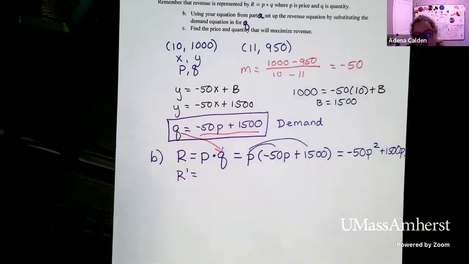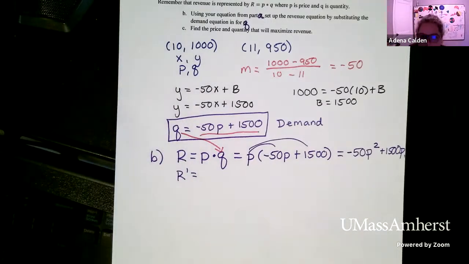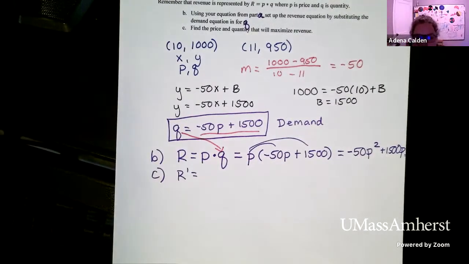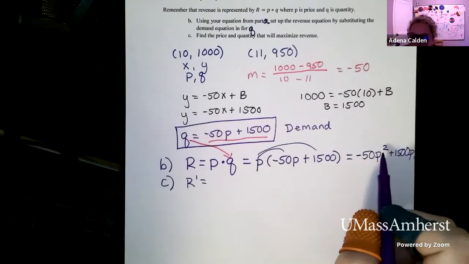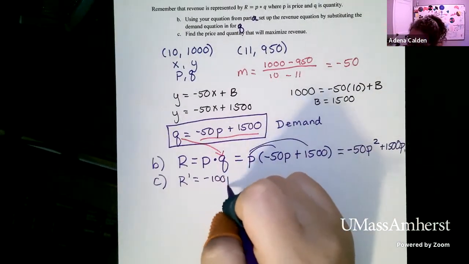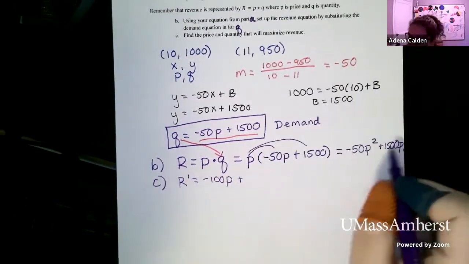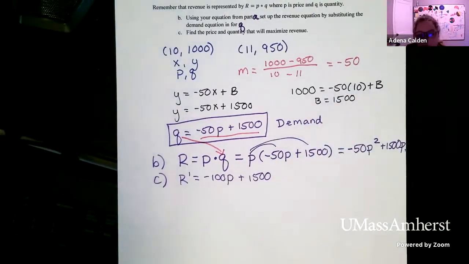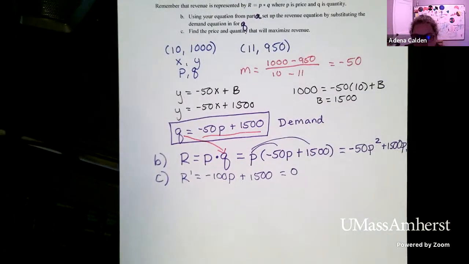So here, now we want to find critical points for part C. We're finding the price and quantity that are going to maximize our revenue. So here we start by finding the first derivative of our function. So the 2 comes down to multiply the negative 50. We get negative 100p plus the derivative of 1500p is 1500. And we want to know, when does that equal 0?